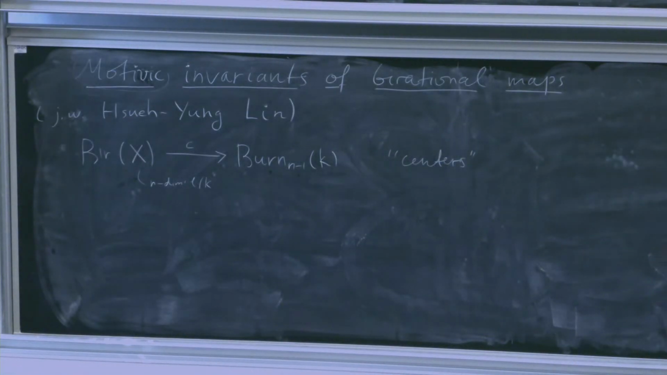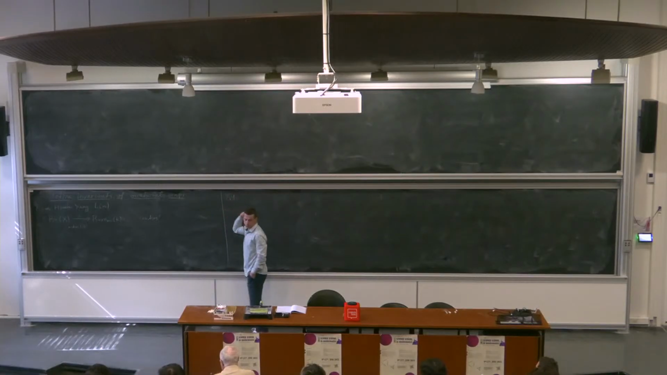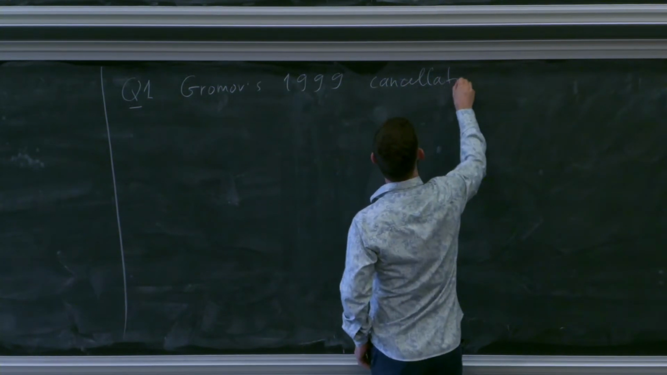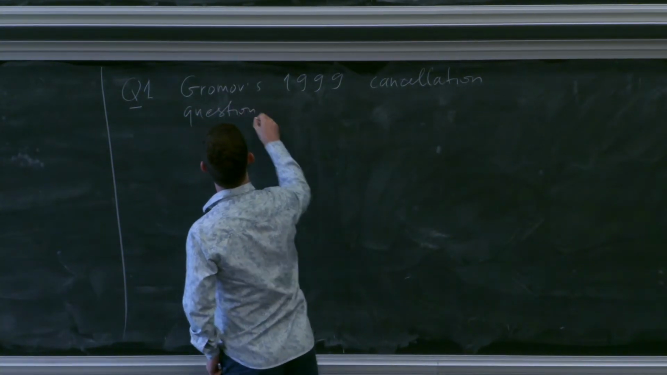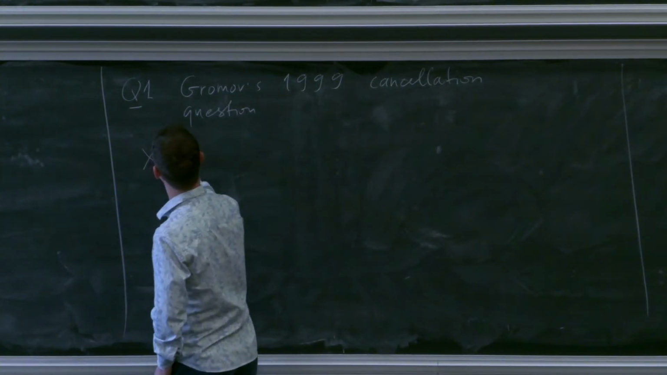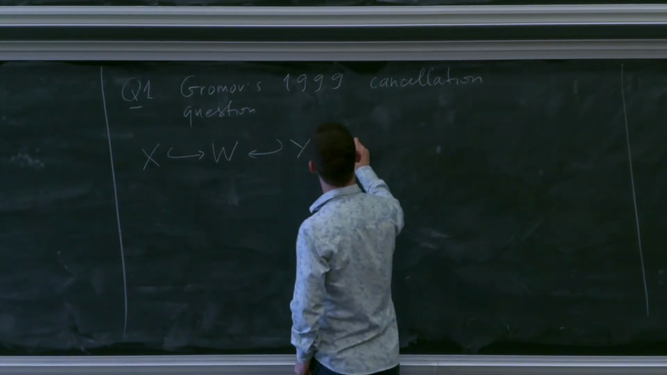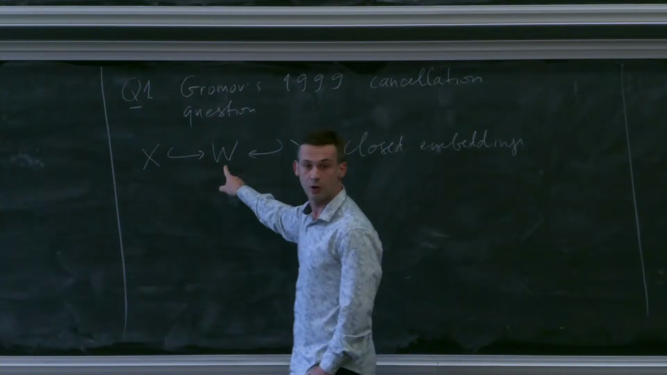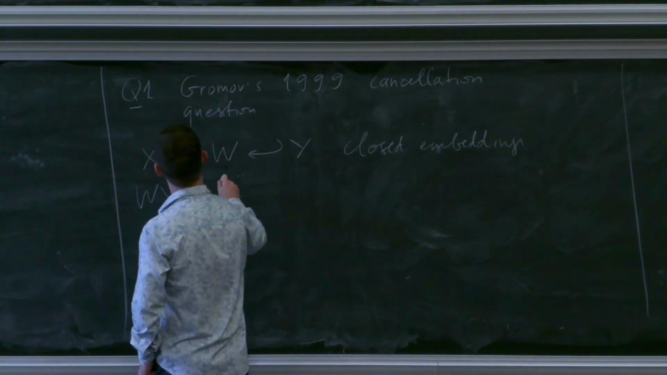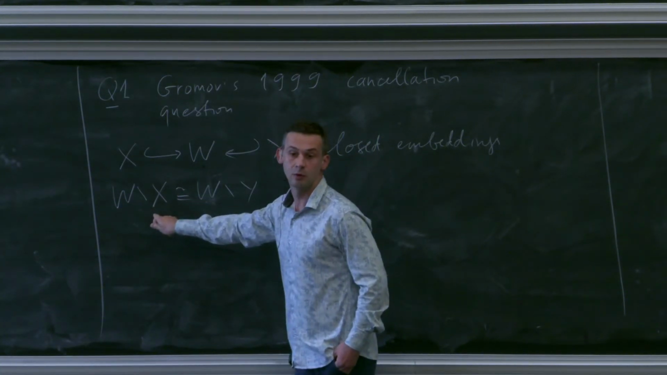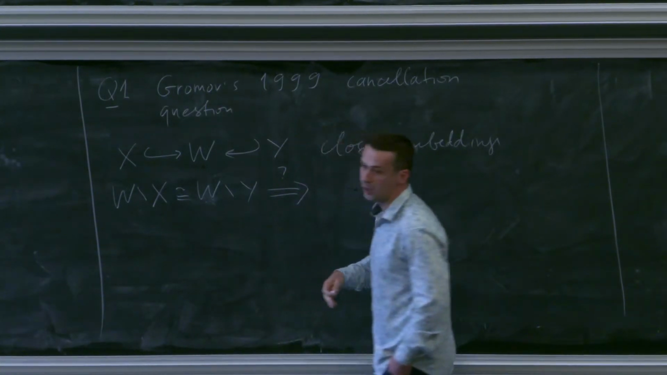To motivate this kind of invariant, I'll introduce two questions that it helps solve in general. The first I call Gromov's cancellation question. This question is not about birational maps, it's about birational types. It asks the following. If you have two closed embeddings, you have two closed subvarieties in a big variety W, and assume that the open complements are isomorphic. Yes, you managed to have such embeddings so that the open complements are the same. The question was, does it mean that X and Y are birational?